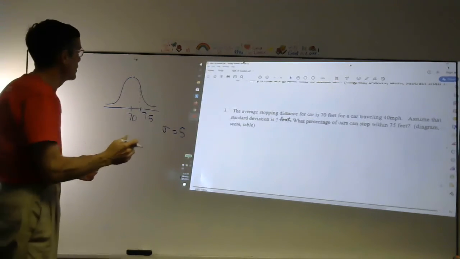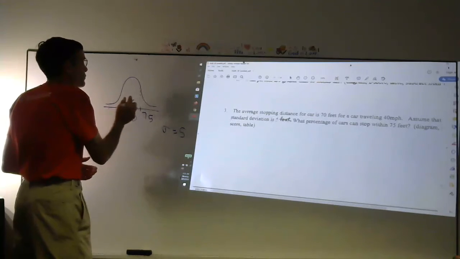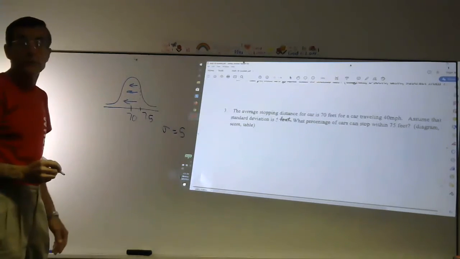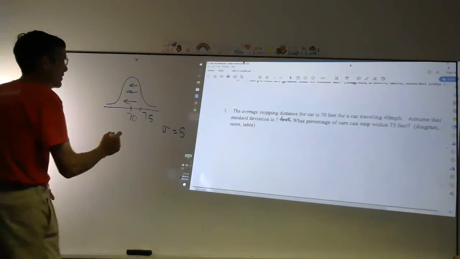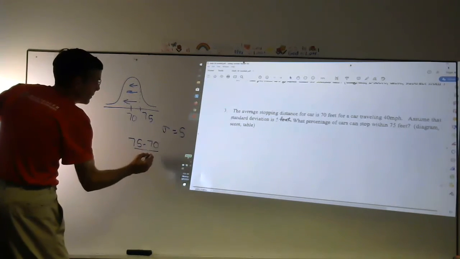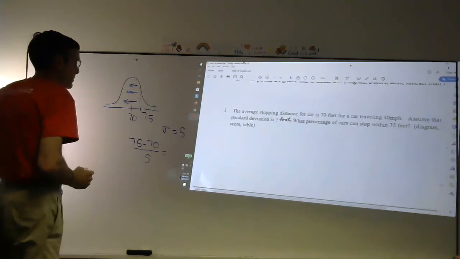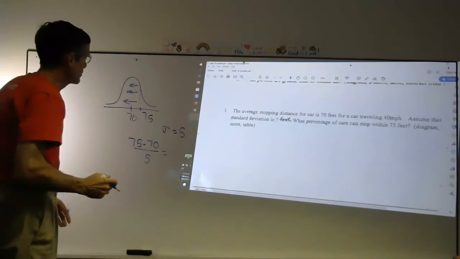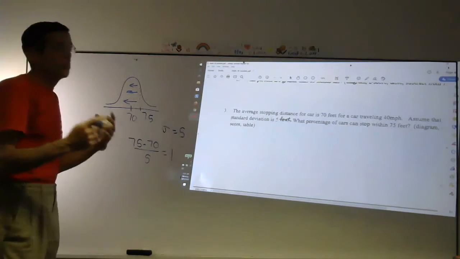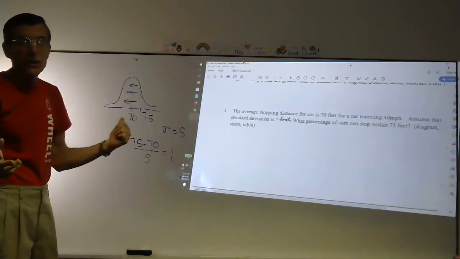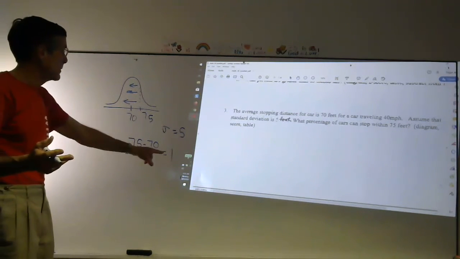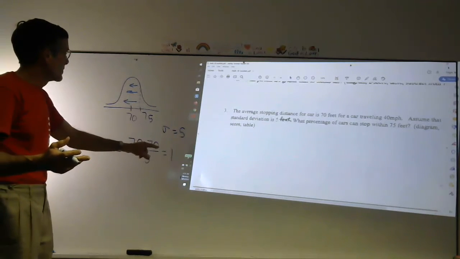In other words, stop at 75 or smaller. So we want this area coming down. Okay, so you set it up exactly the same way again. 75 minus 70 all over 5, right? 75 minus 70 is 5, divided by 5 is 1. And we can probably remember the answer from the last problem. Wasn't it 15.87%?